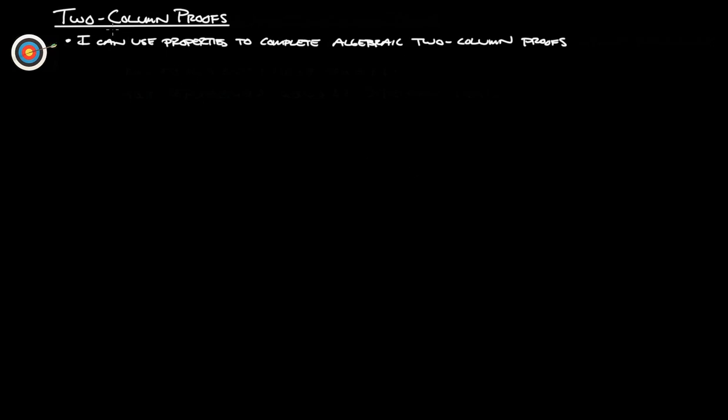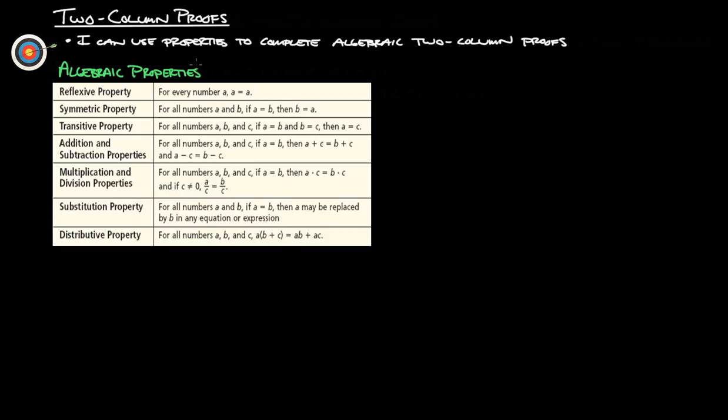I'm going to take you through the notes on two-column proofs. At the end of this, you should be able to say, I can use properties to complete algebraic two-column proofs. So first things first, let's look at all the algebraic properties. I'm going to walk you through what all of these mean.